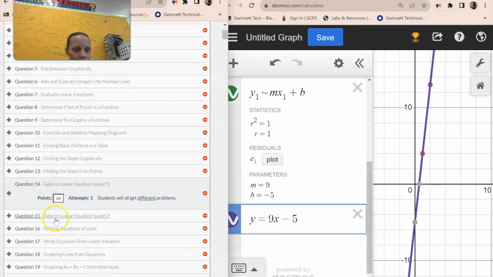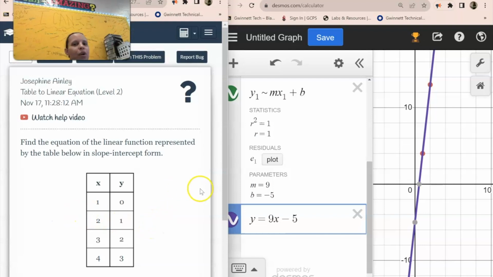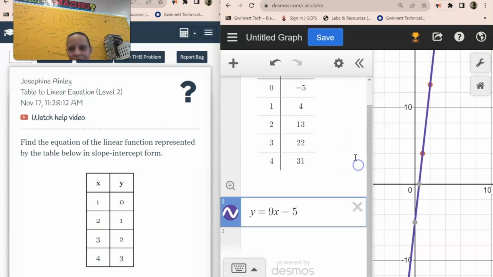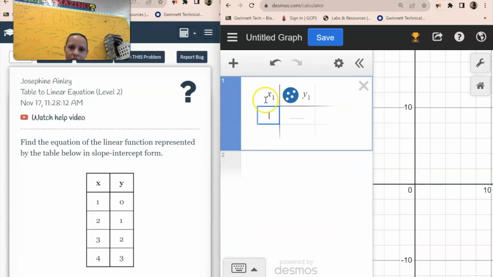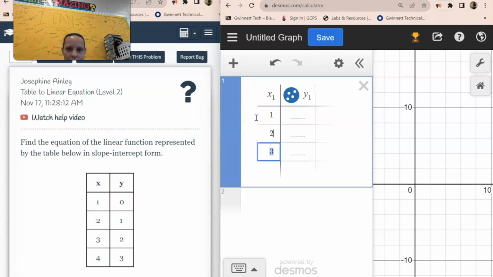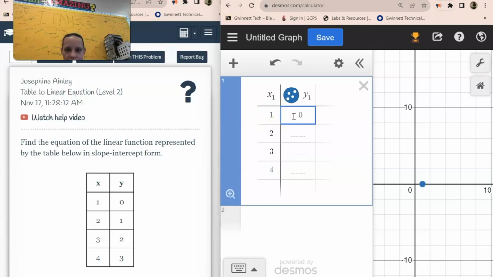All right, when we go on to level 2, I don't care what level you give me, I got this, okay? So again, put in your table. Now put in your values as you see them. So this is 1, enter, 2, enter, 3, enter, 4, enter. And then you got 0, enter, 1, enter, 2, enter, 3, enter. And you can see it's becoming a straight line.